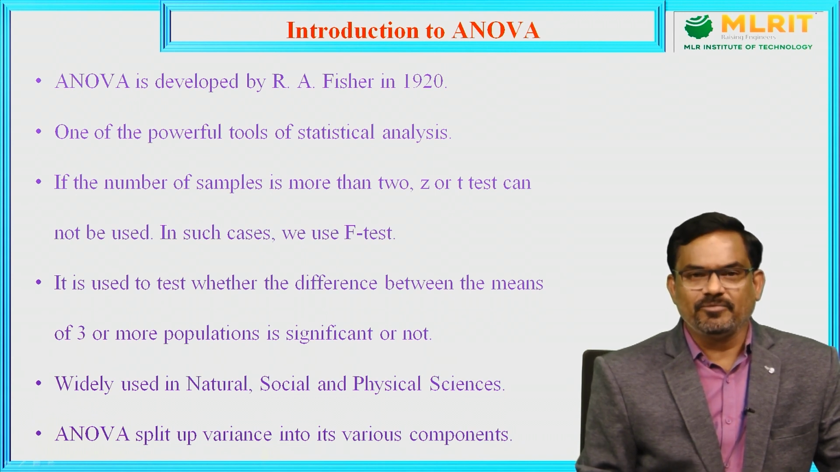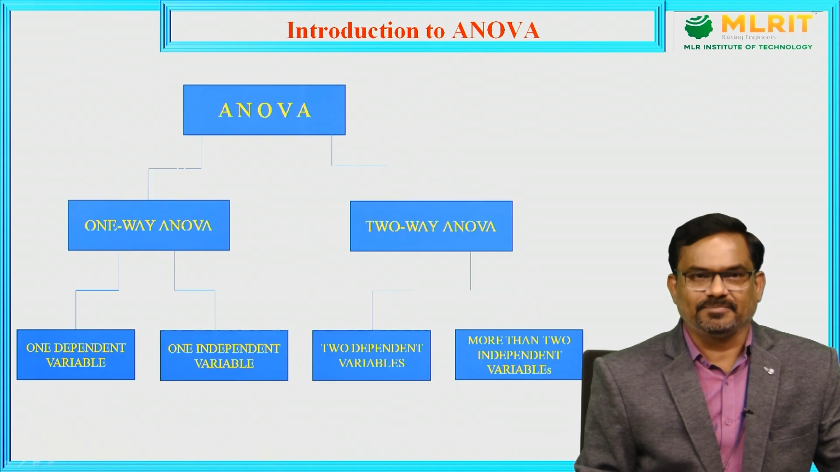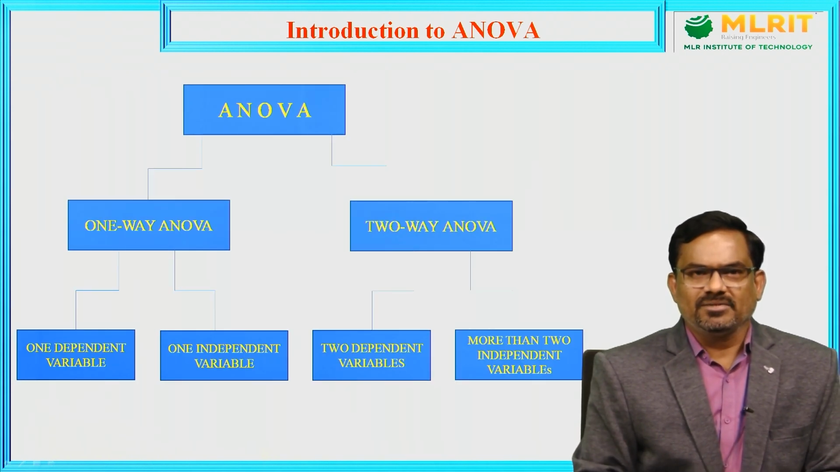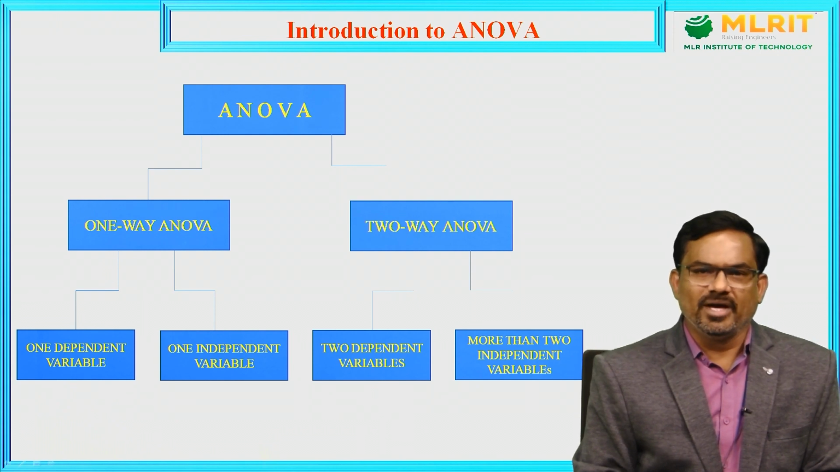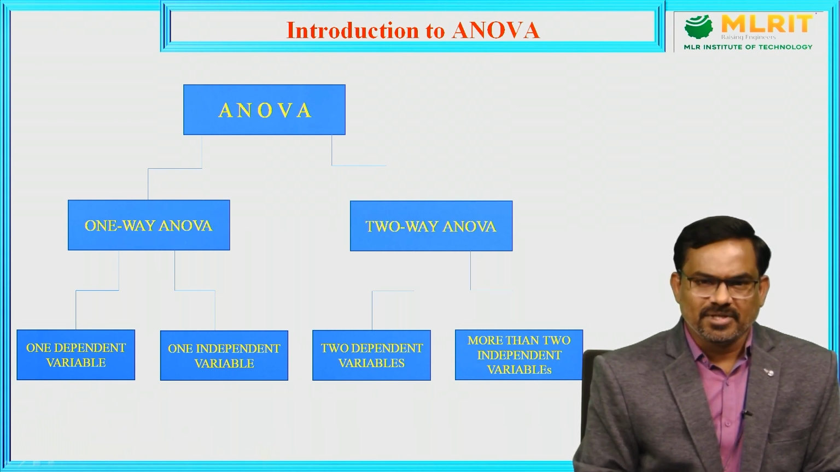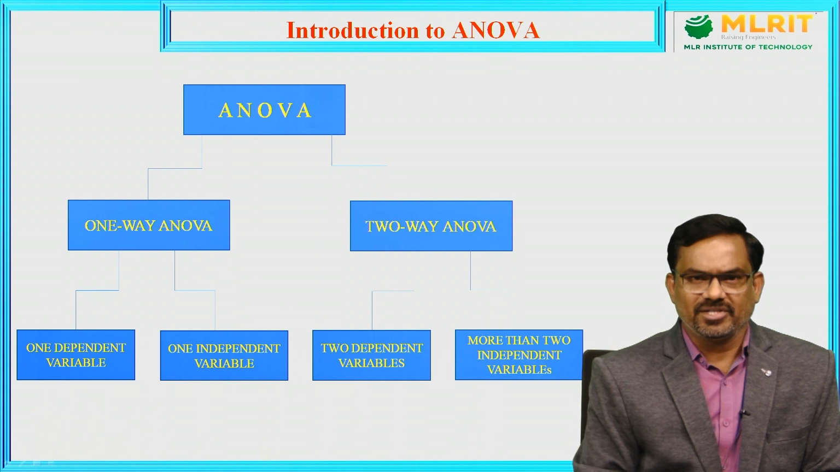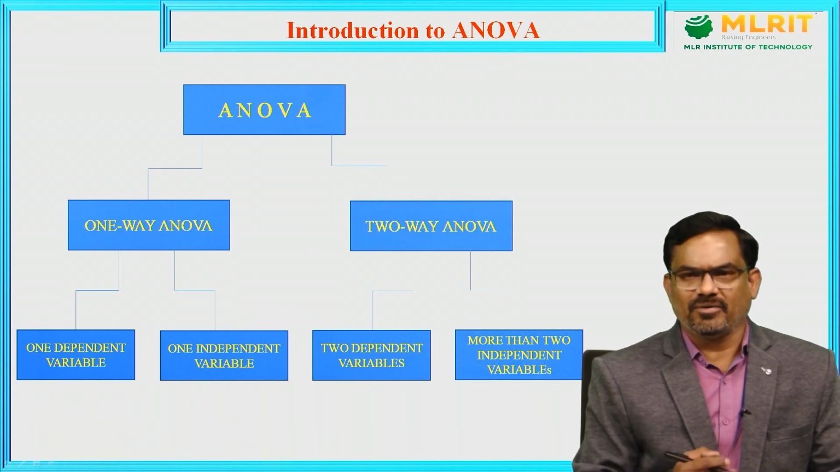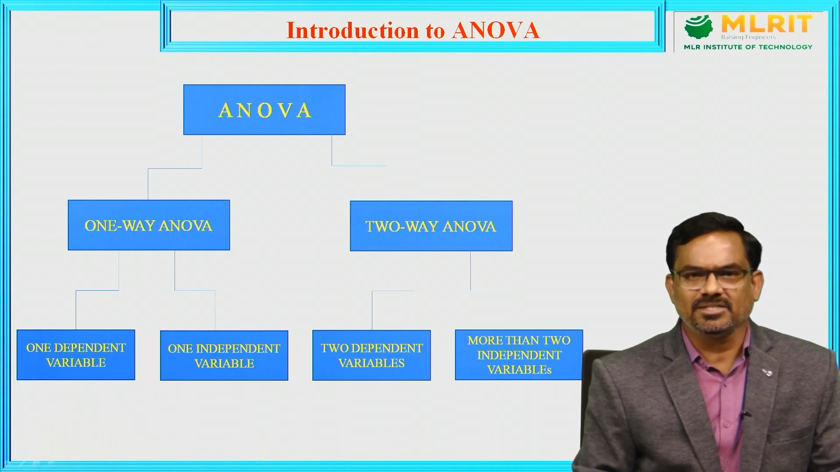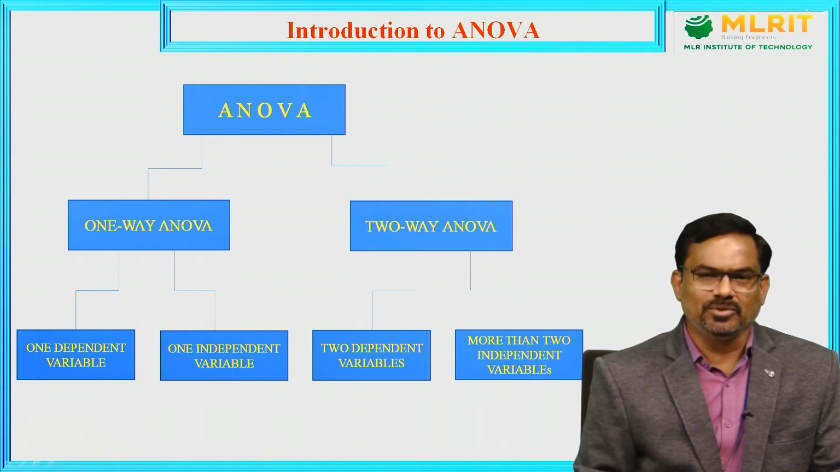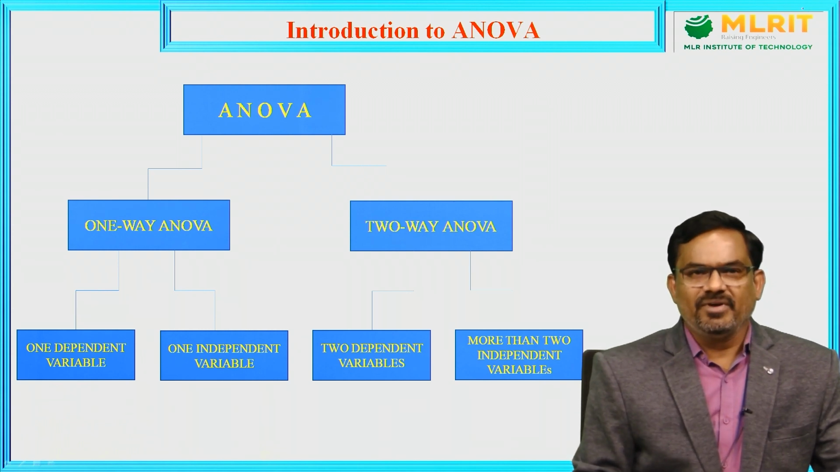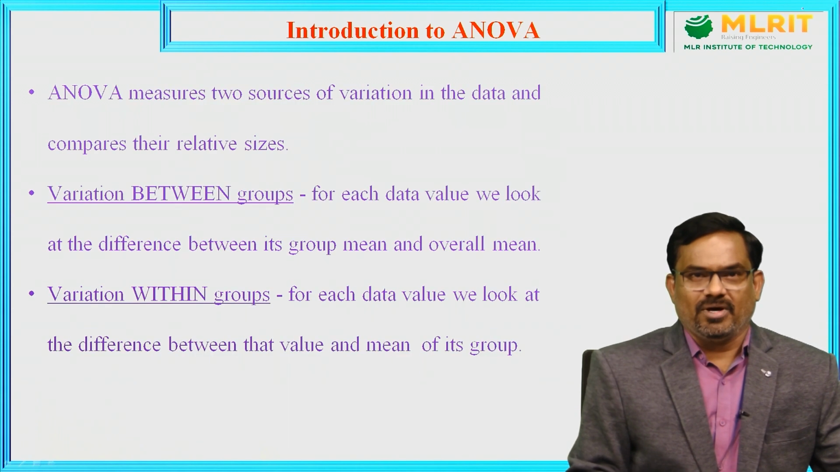ANOVA splits up variance into its various components. Now, there are 2 types of ANOVA: one-way ANOVA and two-way ANOVA. So, it is classified into one-way classification and two-way classification. In one-way classification, there is one dependent variable and one independent variable. In two-way classification, we will have 2 or more independent variables. Here, we will discuss the one-way classification of ANOVA.